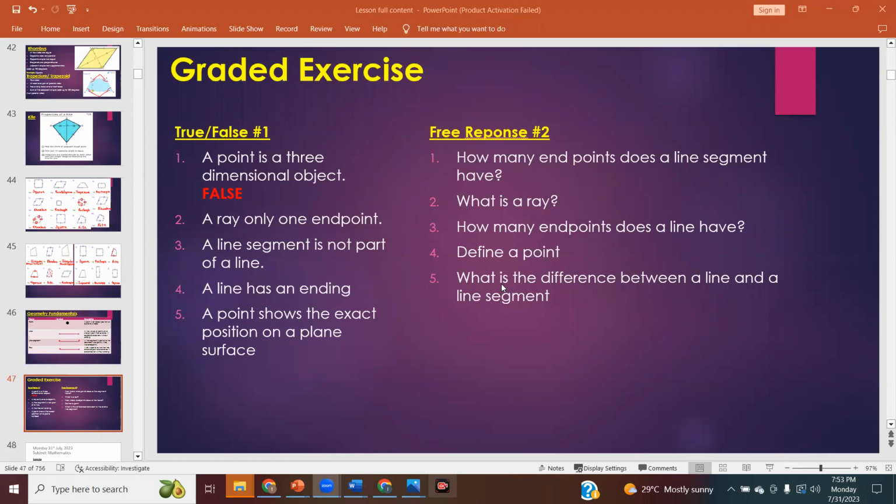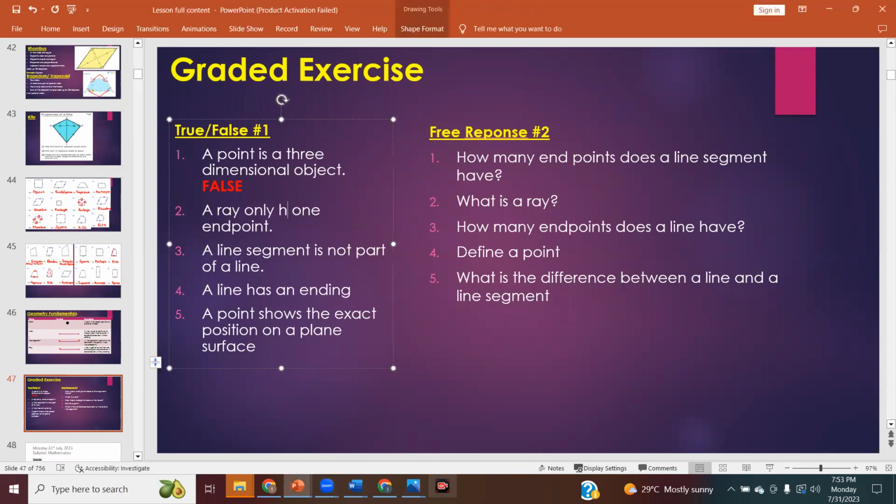Number 2. True or false? A ray only has 1 point. Is that true or false? True. Did anyone else get that right? True, for number 2. Yes, sir. Very good. Number 3.